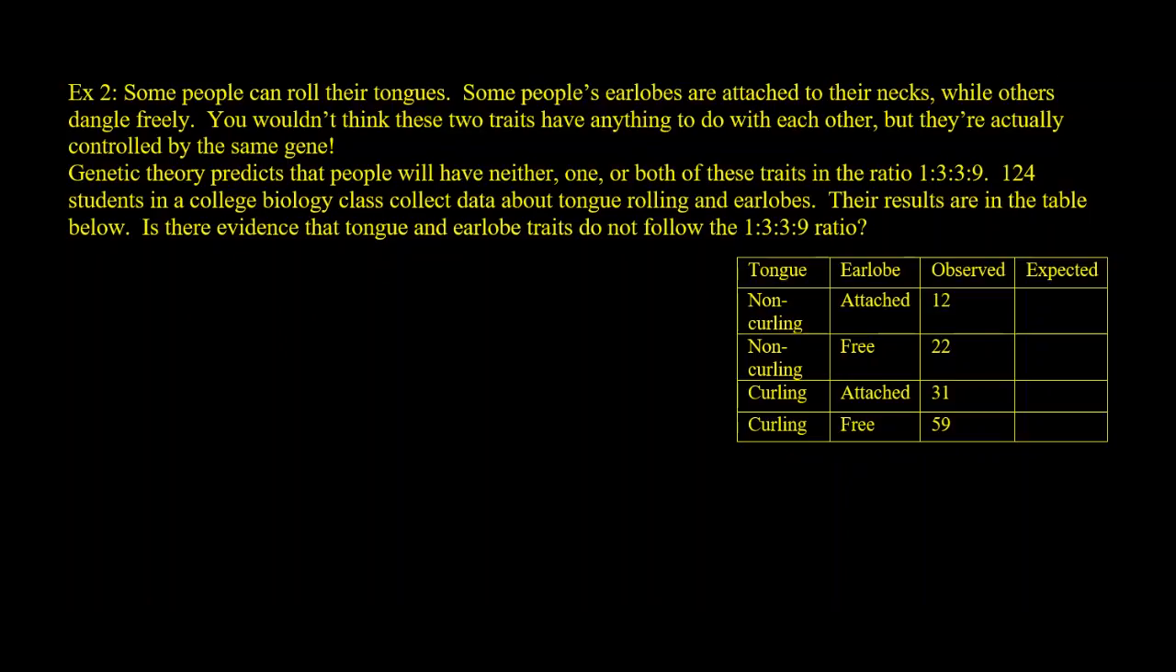124 students in a college biology class collect data about tongue rolling and earlobes. Their results are in the table below. Is there evidence that tongue and earlobe traits do not follow the 1:3:9 ratio?